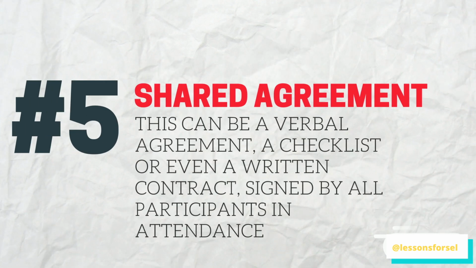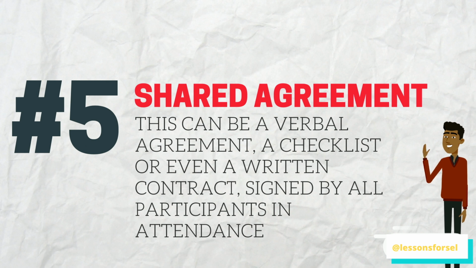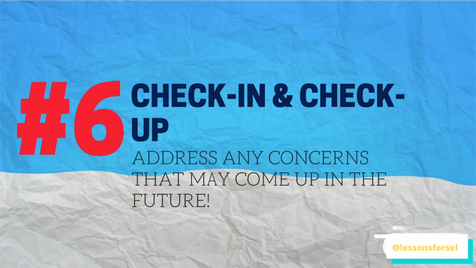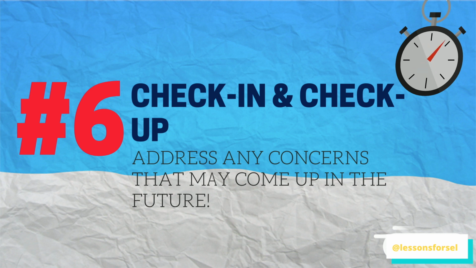Step number 5, come up with a shared agreement. This can be a verbal agreement, a checklist, or even a written contract. And then step number 6, check in and check up. Address any concerns that might come up in the future.